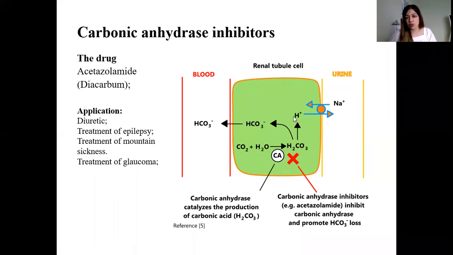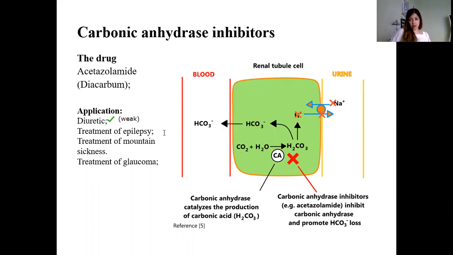So if we have no H plus, the exchanger will stop working and the reabsorption of sodium will stop. So if we have less reabsorption of sodium, a lot of sodium will stay in the urine, and together with sodium, water always moves on. So a lot of sodium in the urine, more water in the urine. So diuretic effect. So the first is diuretic effect, but we should also remember that actually it is a very weak diuretic. So it is weak.